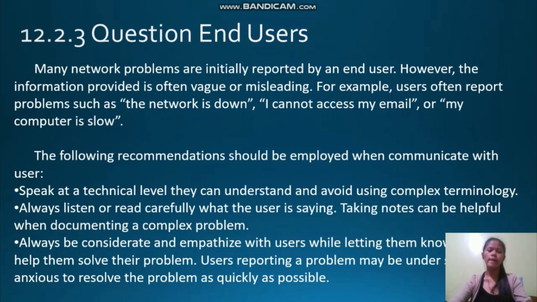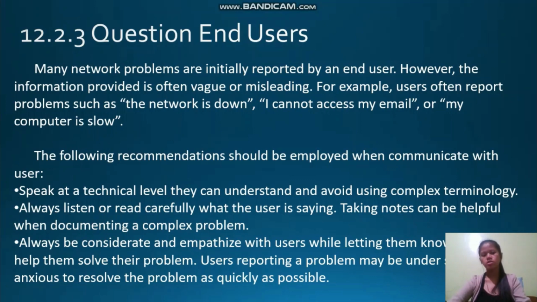Question end user. Many network problems are initially reported by an end user. However, the information provided is often vague or misleading. For example, a user often reports problems such as the network is down, I cannot access my email, or my computer is slow. In most cases, additional information is required to fully understand a problem. This usually involves interacting with the affected user to discover the who, what, and when of the problem.